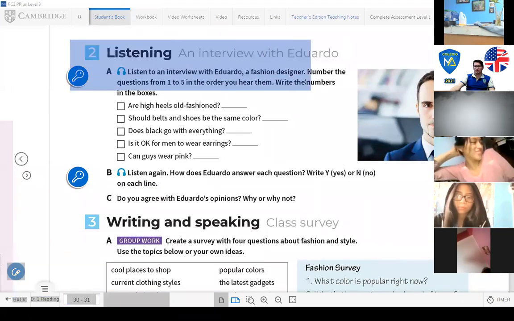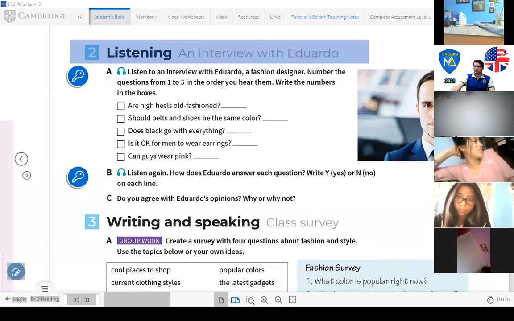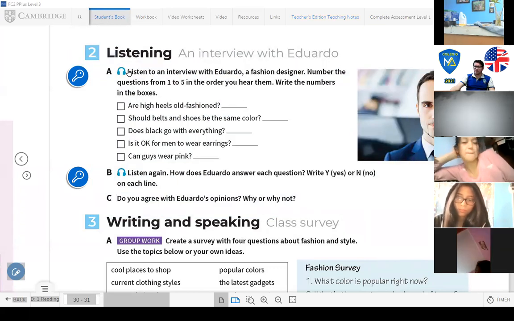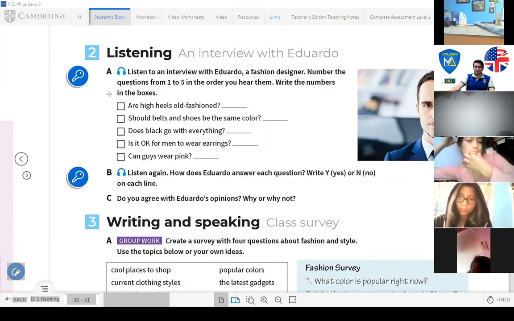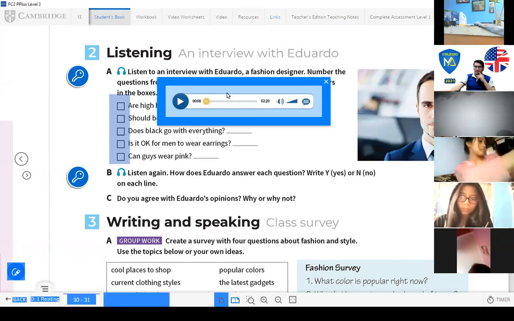Now, we have here this part: 2, listening, an interview with Eduardo. It says, listen to an interview with Eduardo, a fashion designer. Eduardo es un diseñador de modas. Number the questions from 1 to 5 in the order that you hear, and write the numbers in the boxes. Vamos a tener que enumerar from 1 to 5. So I'm going to play the listening. Carefully, please.